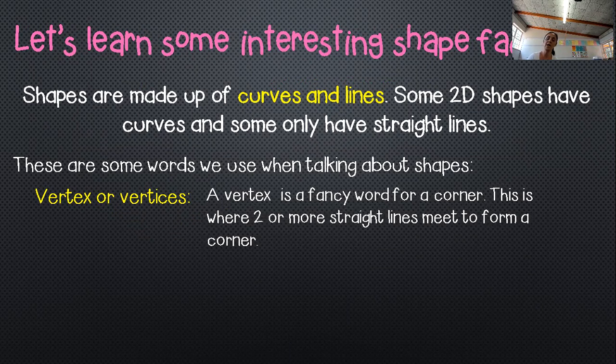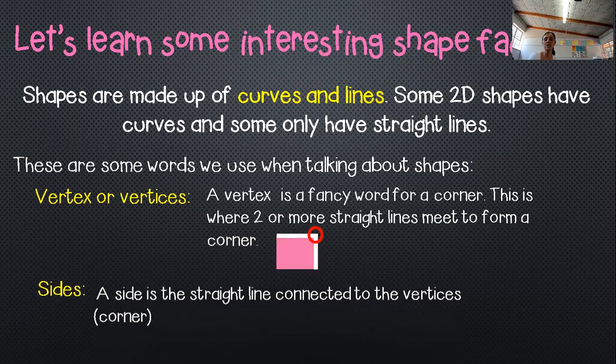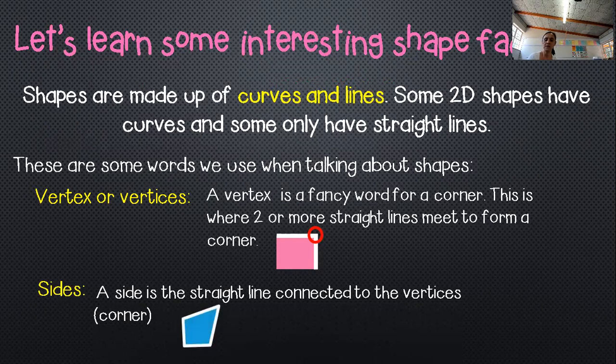This is where two or more lines in a shape meet together to form a corner. So if you look over here, those two lines meet and they make a corner over there. Then the sides of a shape. The sides of the shape are straight lines connected to the corners. So the two white lines that you can see are the sides, and where the red circle is, that is your vertex or corner. And around there, you can see all of the sides.